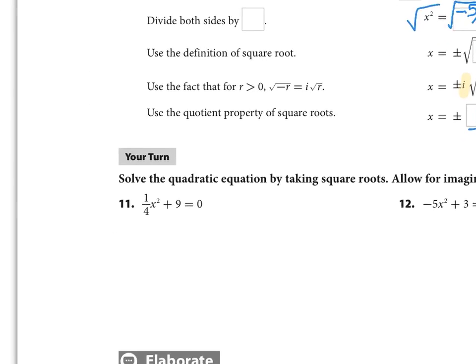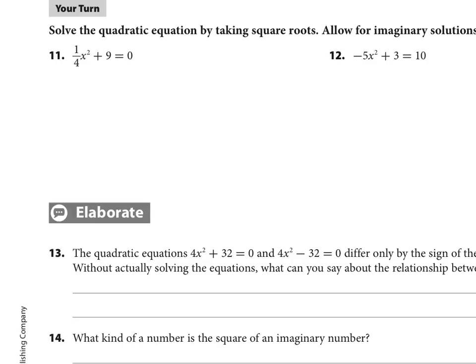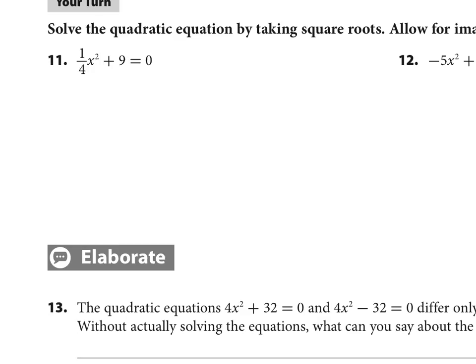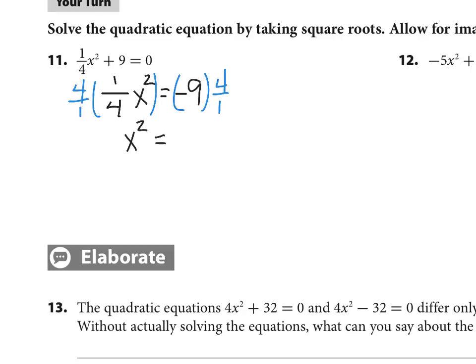Let's try another one together. Under your turn, 11. Let's begin by subtracting 9 on both sides. Then we're going to multiply both sides by 4, or you can think of that as 4 over 1 if you'd like. And on the left side we're left with x squared equals negative 36. Let's take the square root of both sides. And we end up with x equals, don't forget your plus or minus sign, the square root of negative 36.